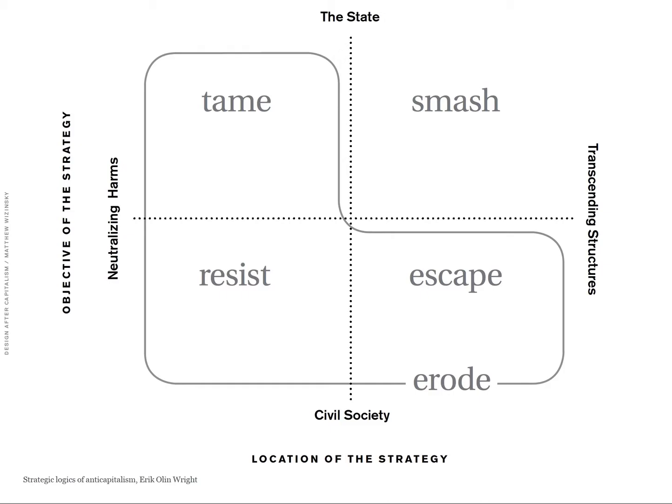So thinking on one end, what does it mean to think beyond capitalism when it comes to the state, or when it comes to thinking about governmental institutions of capitalism, laws, policies, etc. And then what does it mean to think about transcending capitalism or moving beyond capitalism in civil society? And so he calls out in this 2x2 different ways of neutralizing harms or transcending structures between the state and civil society. And I think the main point is that it's not about smashing the state.